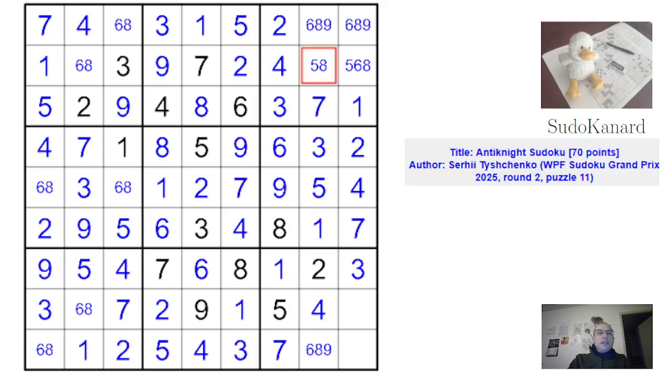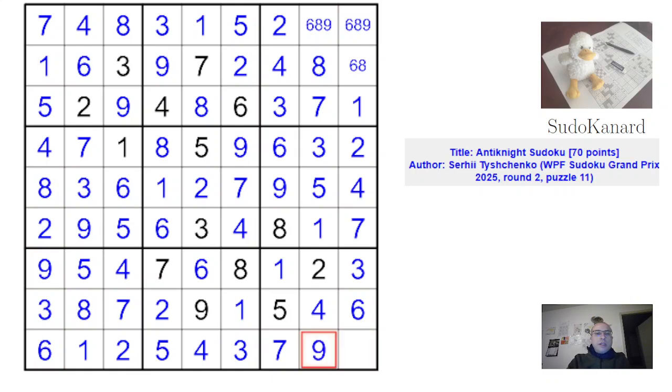This 5 here turns this into an 8. And this is 5. And this is 6. 8. 6, 8, 6, 8. 6 here. 9 here. There's an 8 in the column. 8 there. And this is definitely 5.